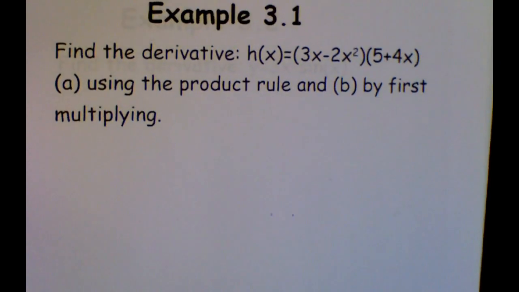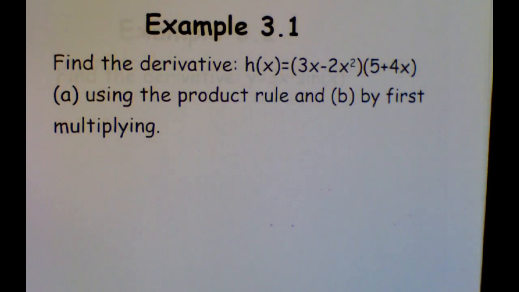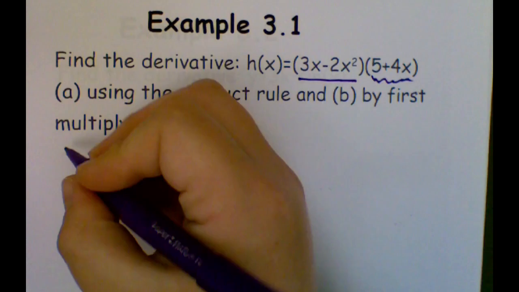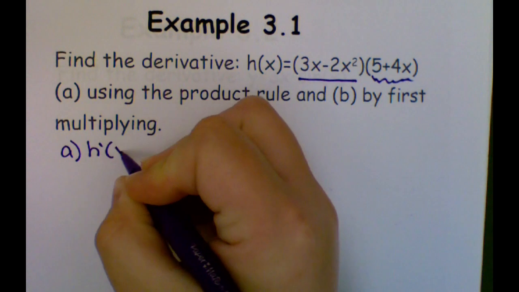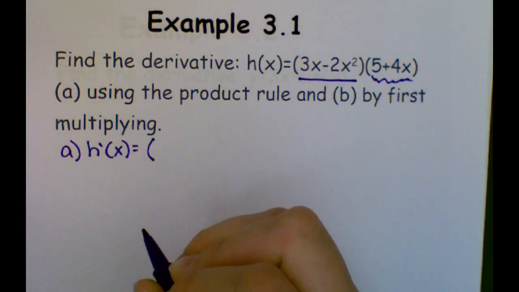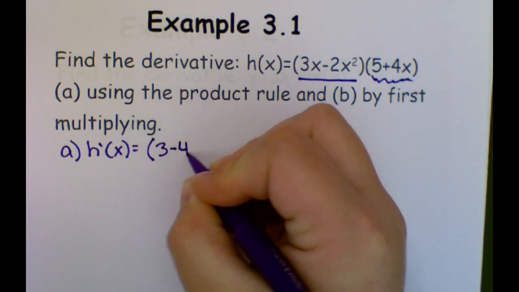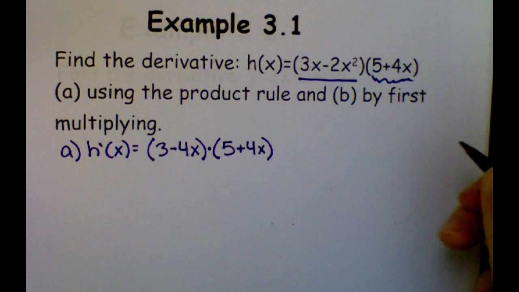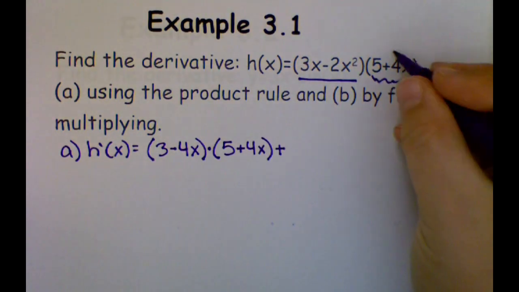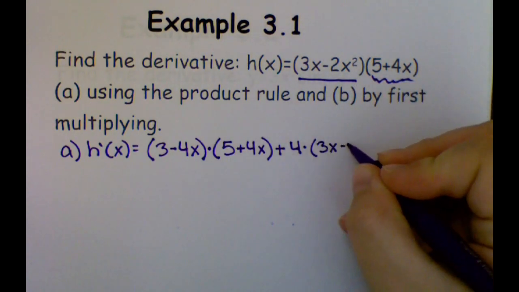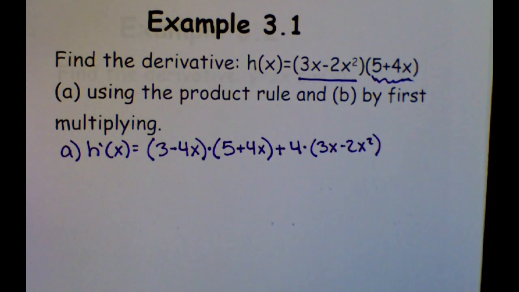We're going to find the derivative of h of x two different ways. We're going to find it using the product rule, and then we're going to find it by first multiplying. So let's use the product rule. We have two pieces that are multiplied together. To use the product rule, we say h prime of x equals the derivative of the first piece. So the derivative of 3x minus 2x squared is 3 minus 4x, times the second piece unchanged, which is 5 plus 4x, plus the derivative of the second piece, which is just 4, times the first piece unchanged, which is 3x minus 2x squared.